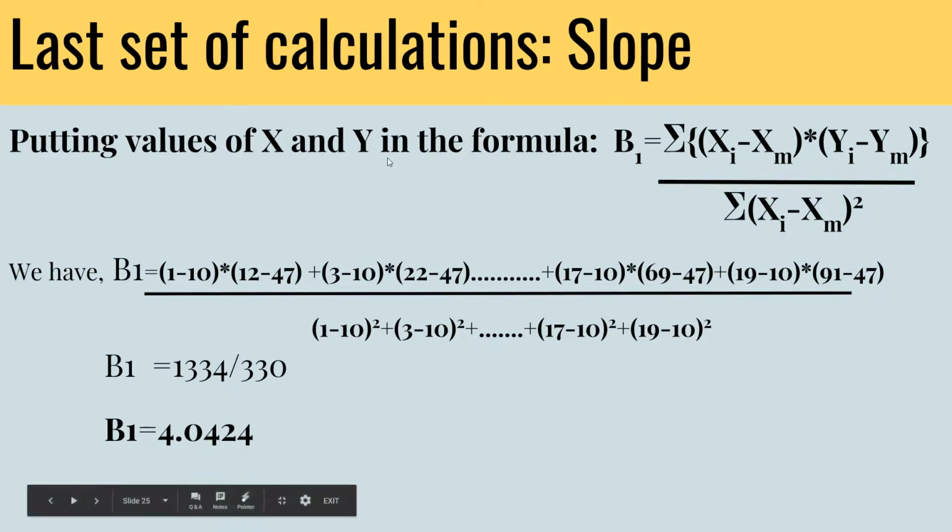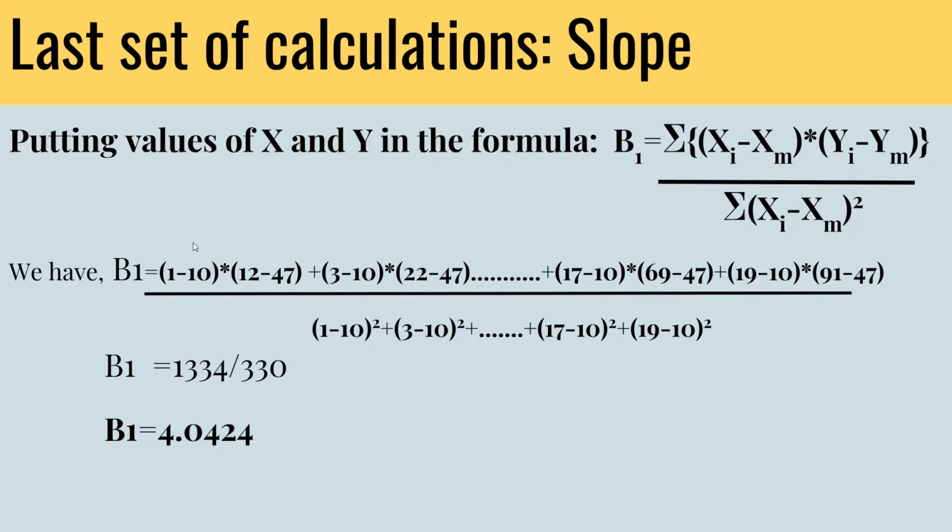Putting the values of x and y in the formula as given here, we can simply put the values of xi and the x mean, yi and the y mean, and similarly for different values of x and y, we simply subtract the mean values 10 and 47 as we calculated in the last slide, and divide it by the sum of squares of xi minus x mean. You can see here 1, 3, 5, 7, 9 till 17 and 19 subtracted from 10, the mean value of x, and all squared and summed together.